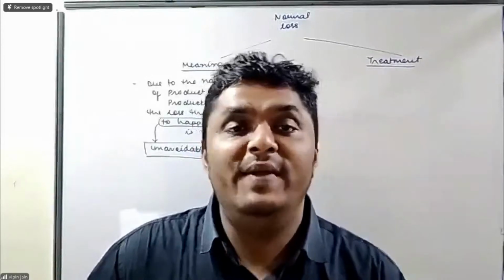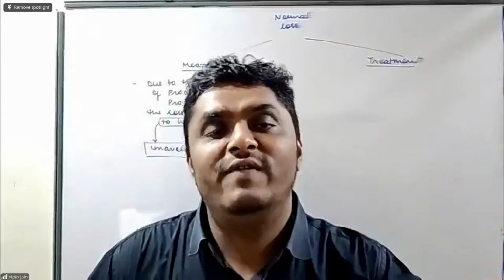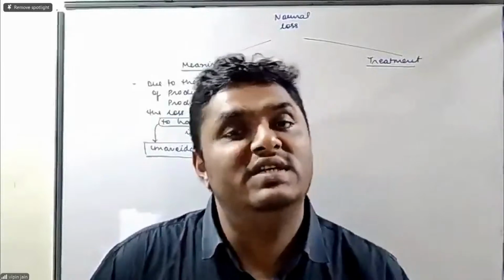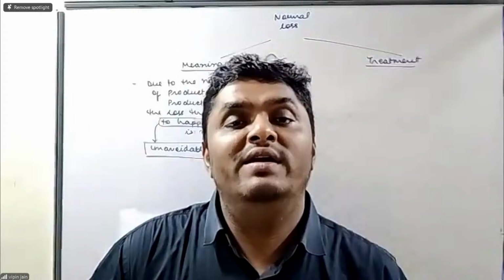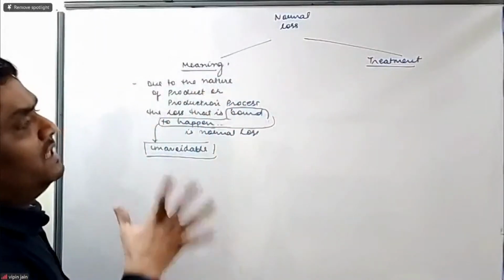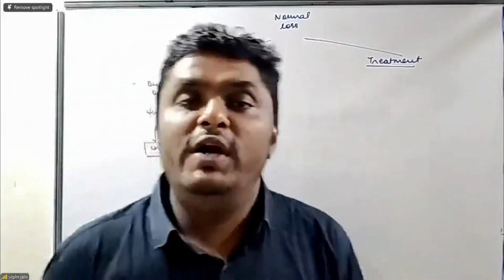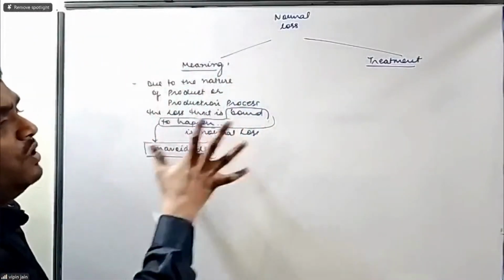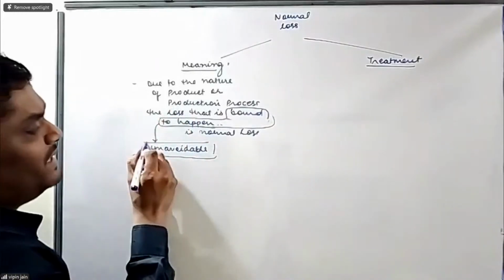Another example, let's say I'm the manufacturer of shirt. Now, during the course of stitching the shirt, there is a wastage of certain percentage of fabric. This wastage I can't avoid. It is what we call as normal. So, due to the nature of product or production process, certain percentage of product is damaged or spoiled. So, the damaged or spoiled product is what we call as normal loss. Due to the nature of product or production process, the loss that is bound to happen is normal loss. When talking about bound to happen, it is unavoidable.